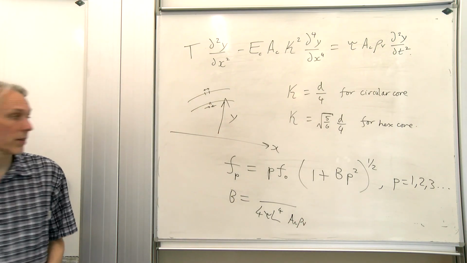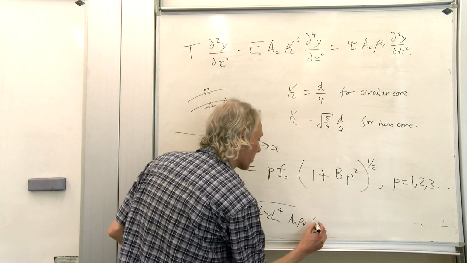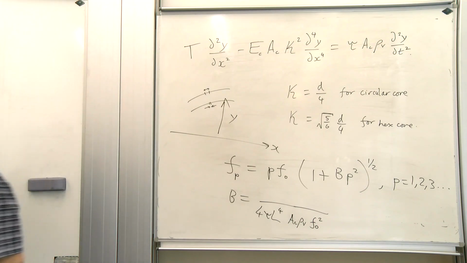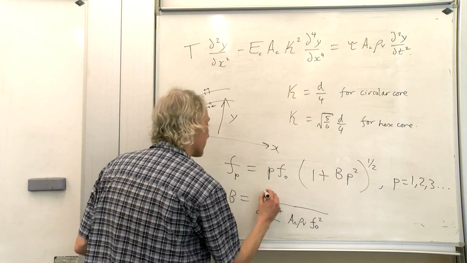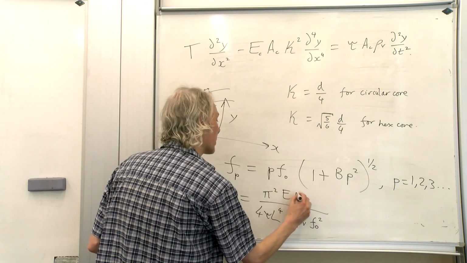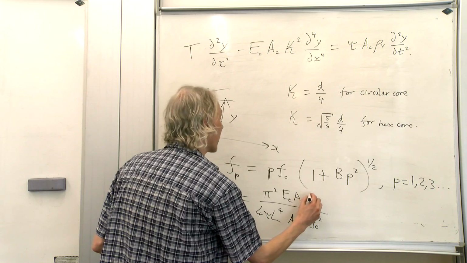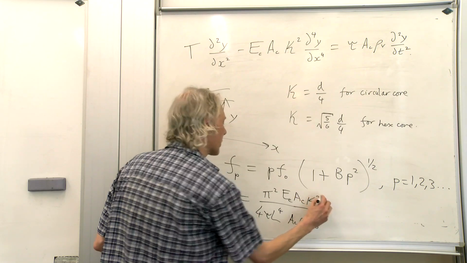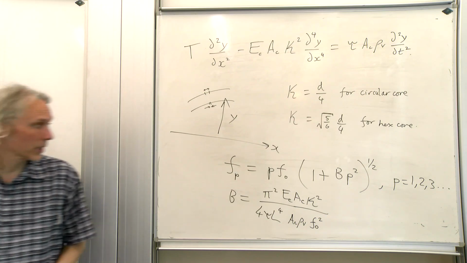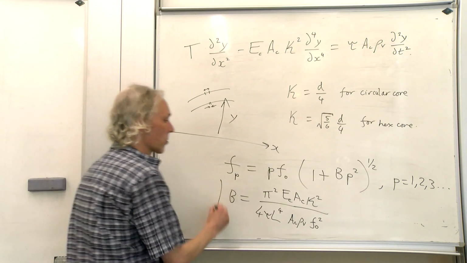What else have we got there? F0 squared as well. And what's on the top is pi squared, and then the E, and then the AC, and then the kappa squared, I think it is. Let's check that. Yeah, that's right. Okay, so that's the equations.